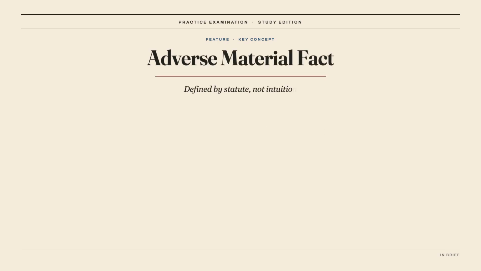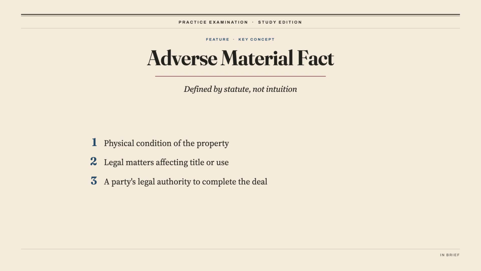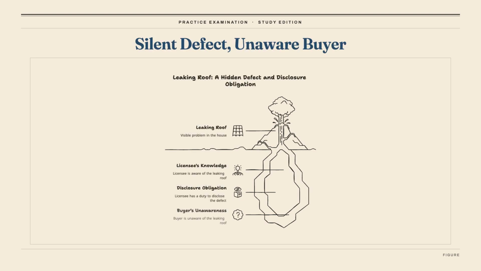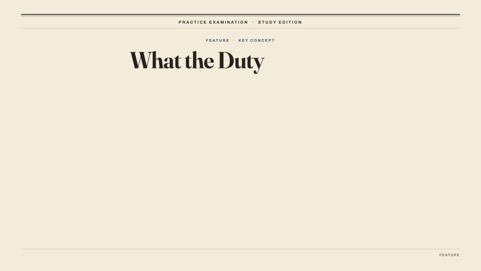The statute defines an adverse material fact as something not reasonably known, that bears on the property's physical condition, on title or legal use, on a party's authority to complete the transaction, or on a party's ability to perform. A roof that leaks repeatedly in storms fits the first category. The duty does not wait on a question. Silence itself is the violation, because the buyer who never thinks to ask is exactly the person the rule protects.